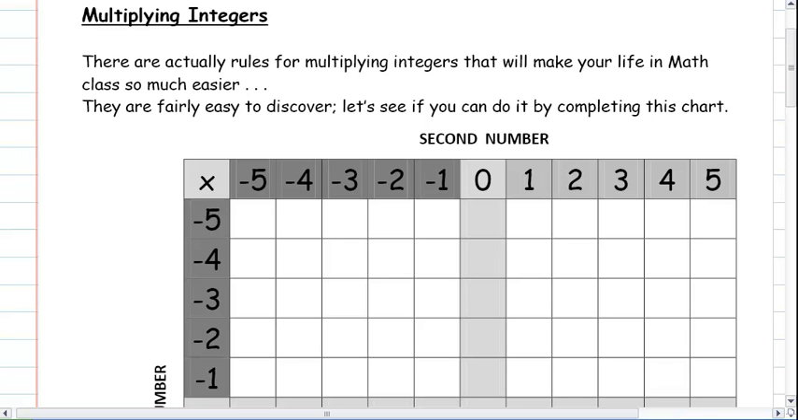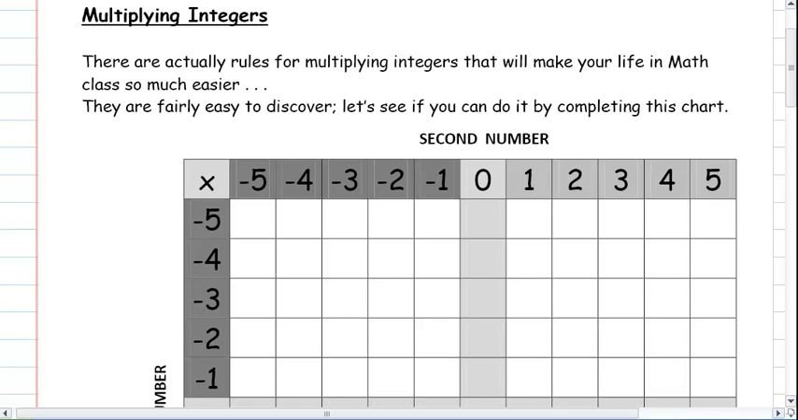Okay, when we look at multiplying integers right now, there are some rules that can be followed. In this session, we're going to take a look at some of these rules. In order to do that, the first thing I want you to do is fill out this multiplication chart.